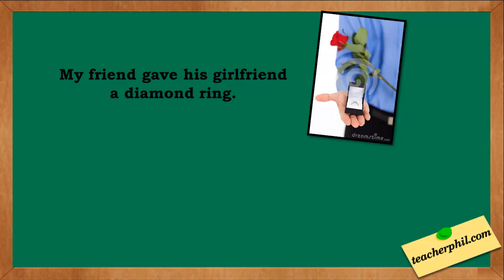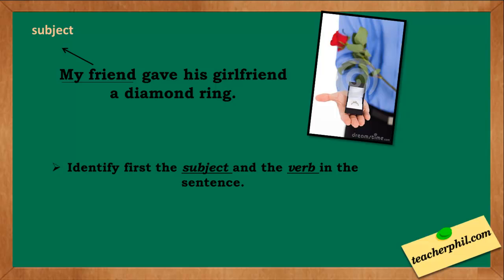Example: my friend gave his girlfriend a diamond ring. So first, identify the subject and the verb in the sentence. Our subject here is my friend. It is the doer of the action. Our verb is gave.